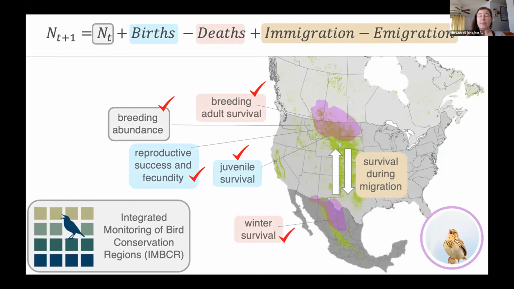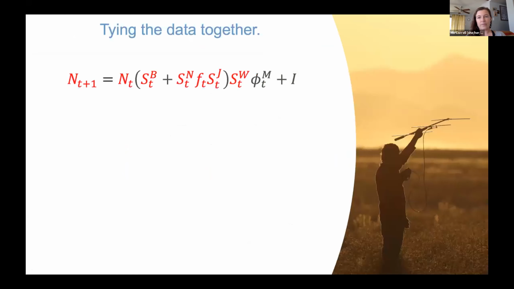So to get population data and to incorporate that population data into the IPM, we use the Integrated Monitoring in Bird Conservation Regions survey data set that spans much of the Great Plains and Intermountain West. And with that, I will hand it over to Adam Green to go through the Greek with you.